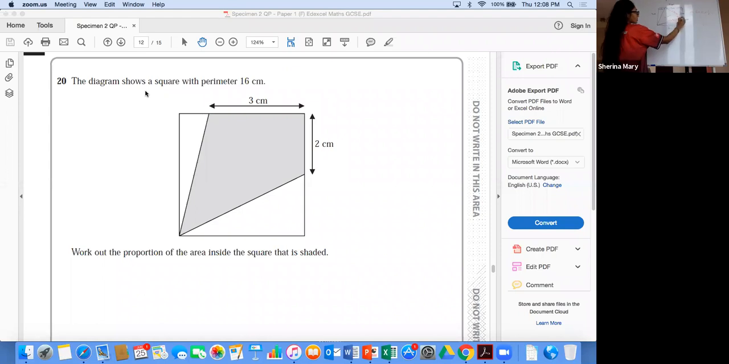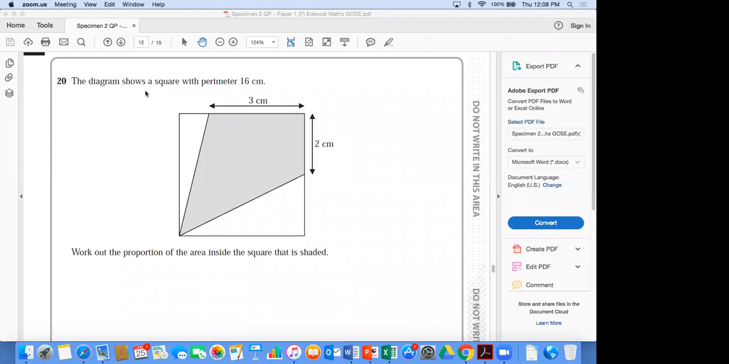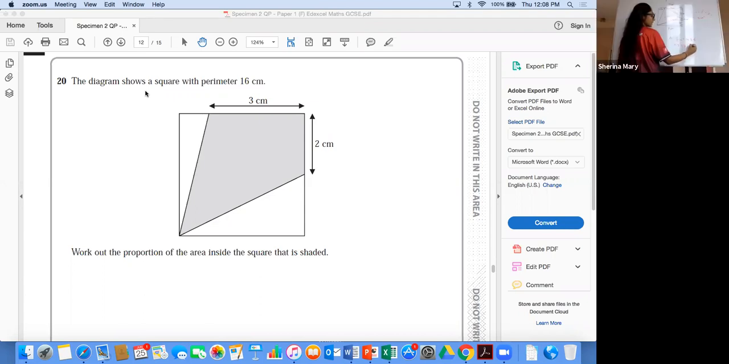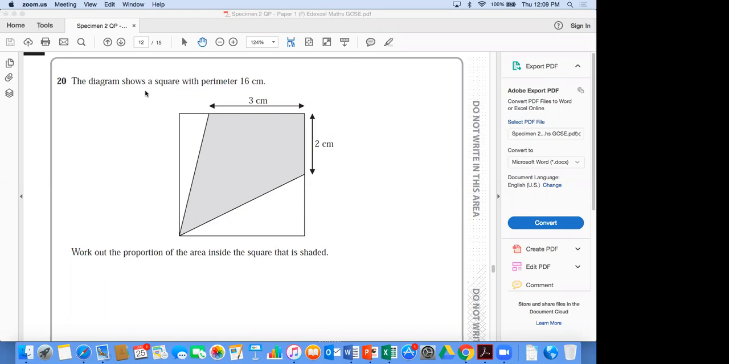So the area of this triangle will be 4.1 cm times 3.6 cm times 1/2 equals 7.38 cm square. This one is 3 cm square. This one, just add them together, and then equal to 10.38 cm square.